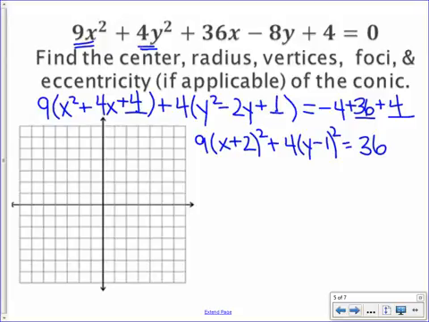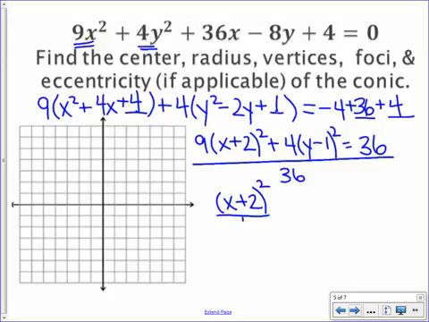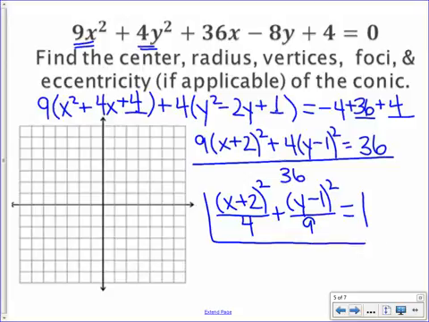Since the right side needs to be 1, what do we need to do to both sides? Divide by 36. So 9 divided by 36 is 1/4, so we're going to write (x plus 2) squared over 4. 4 divided by 36 is 1/9, so we write (y minus 1) squared over 9 equals 1. Okay. So we have an ellipse.